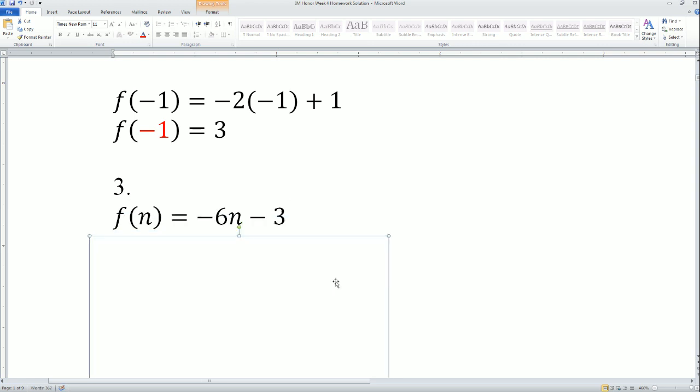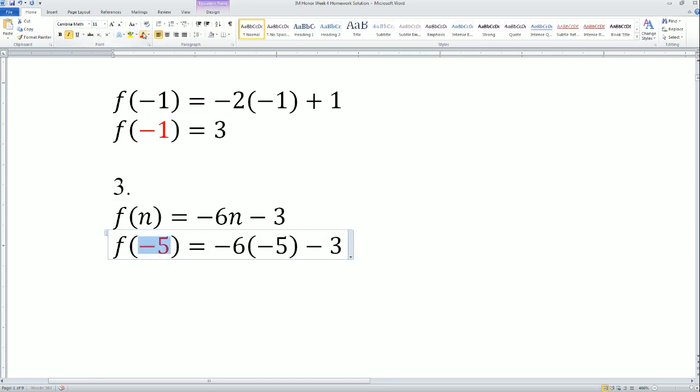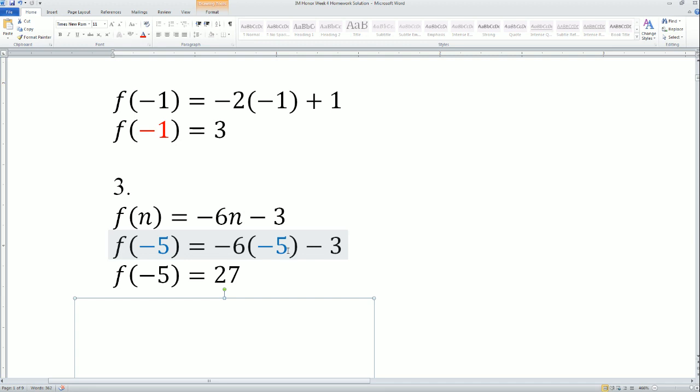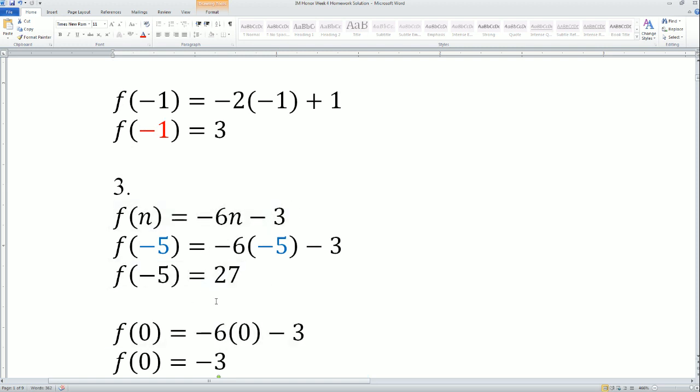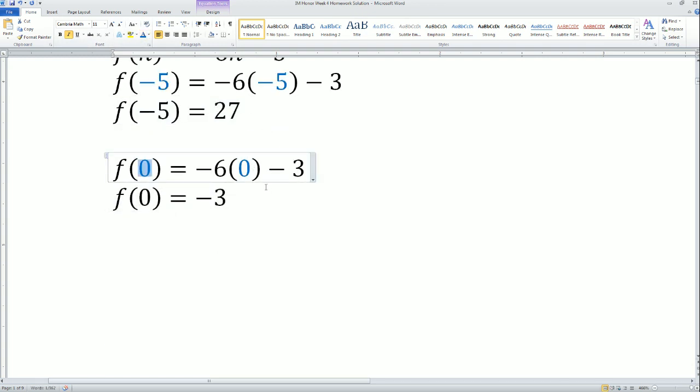Next, number 3. Function of n is equal to -6n minus 3. Plug in, substitute in -5. I substituted that in. -6 times -5 should be +30. Minus 3, which should be 27. So the function of -5 is equal to 27. Next, function of 0. If you plug in 0 here, -6 times 0 minus 3. We could say that -6 times 0 is 0, minus 3, you get -3 on the right hand side. So we say the function of 0 is equal to -3.